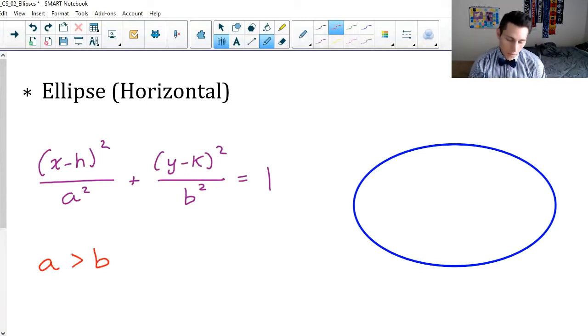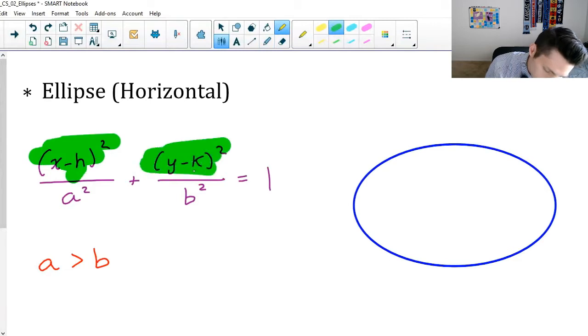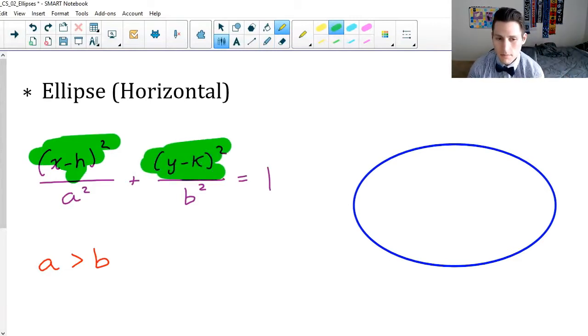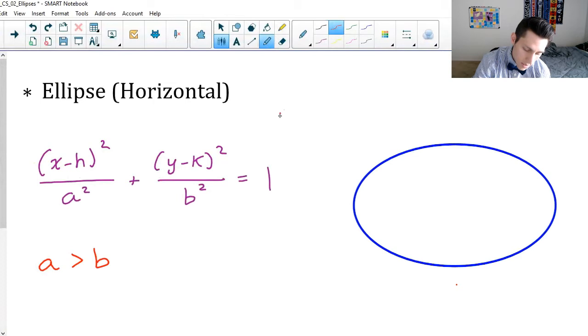So this is my formula. Now these numerators both come from the same part of the circle equation: x minus h squared, y minus k squared. But the difference now is that we have these denominators, divided by a squared and divided by b squared. And then on the right, instead of equaling some number, it equals 1. That should always be 1 on the right side for an ellipse.